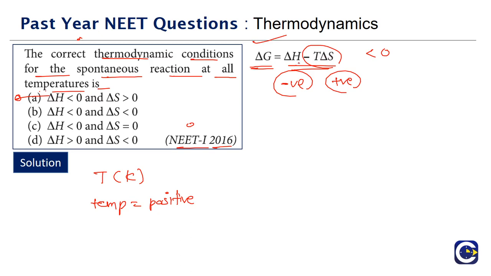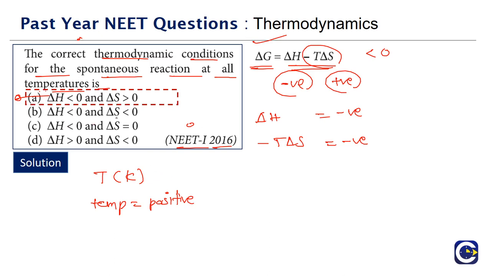What is the second term? First term is delta H, second term is minus T delta S. So since delta S is positive, the second term overall will become negative because it is minus T delta S. First term is coming as negative. Second term is also coming as negative, irrespective of the temperature. So what do we see? This option A talks about spontaneity at all conditions of temperature. So we got option A. If you look at option B, what is option B?